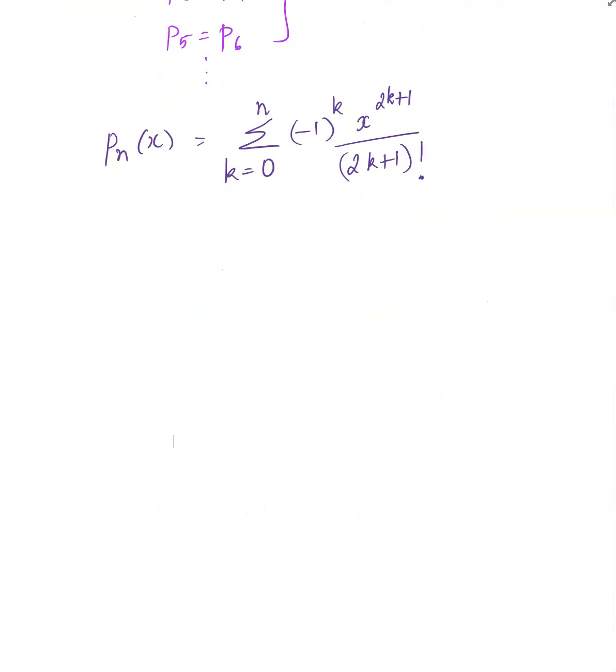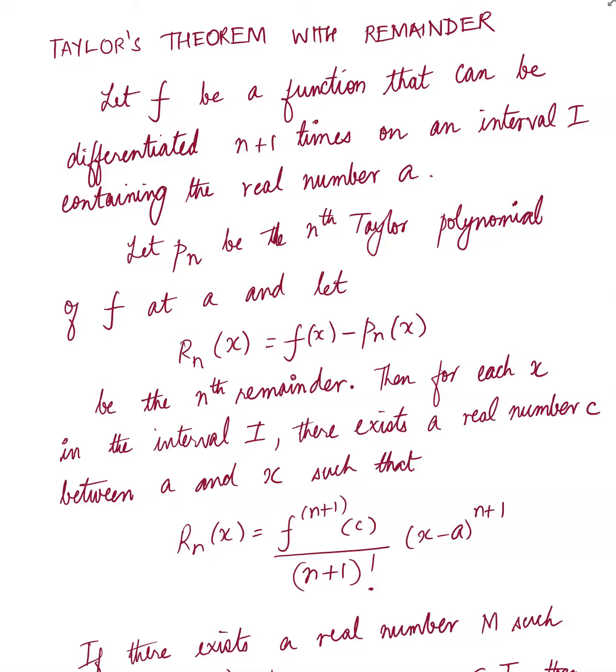Now let's talk about Taylor's theorem with remainder. Remember, remainder is to do with error, finding an error estimate. Let f be a function that can be differentiated n plus 1 times on an interval I containing the real number a. Let Pn be the nth Taylor polynomial of f at a, and let Rn be f of x minus Pn. So Pn is the first n polynomials. So out of the f of x, which goes indefinitely, if you remove the first n, the leftover would be your remainder, right? In particular, if you took away n, that tells you that's the nth remainder.